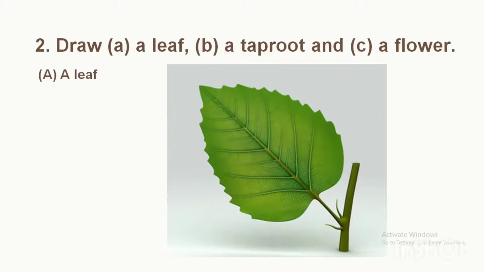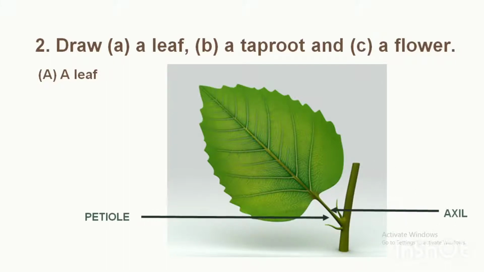Now next one is draw a leaf, a taproot and a flower. So a leaf जिसके अंदर आपको क्या करना है, you have to draw the diagram. Okay, इसमें आपको drawing की practice हो जाएगी. You have to draw the leaf and one by one you have to label it. That is axil, the angle between the branch and the leaves. Petiole means what? Small stalk which attach the leaves to the branch. Next one is lamina. The lamina's main function, the broad part of the leaf is known as lamina.